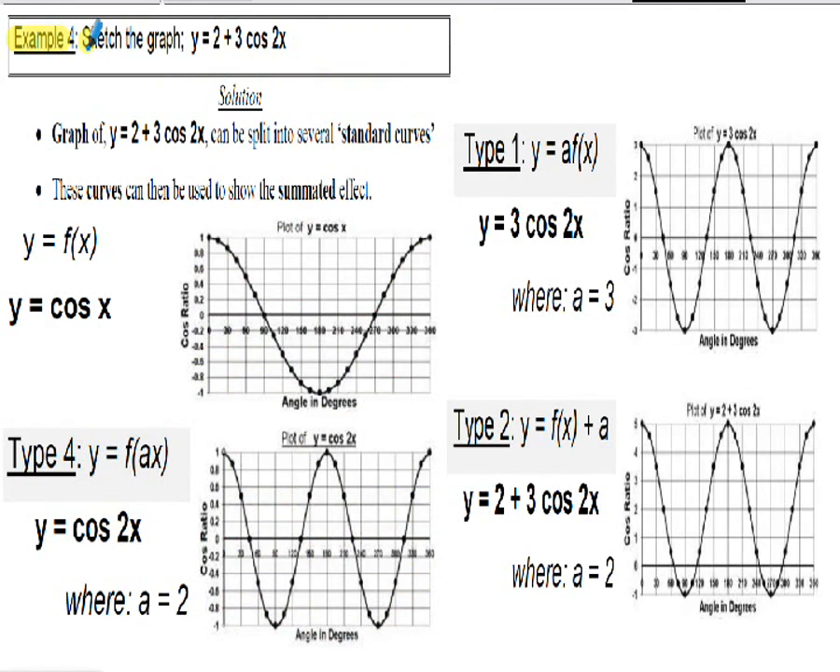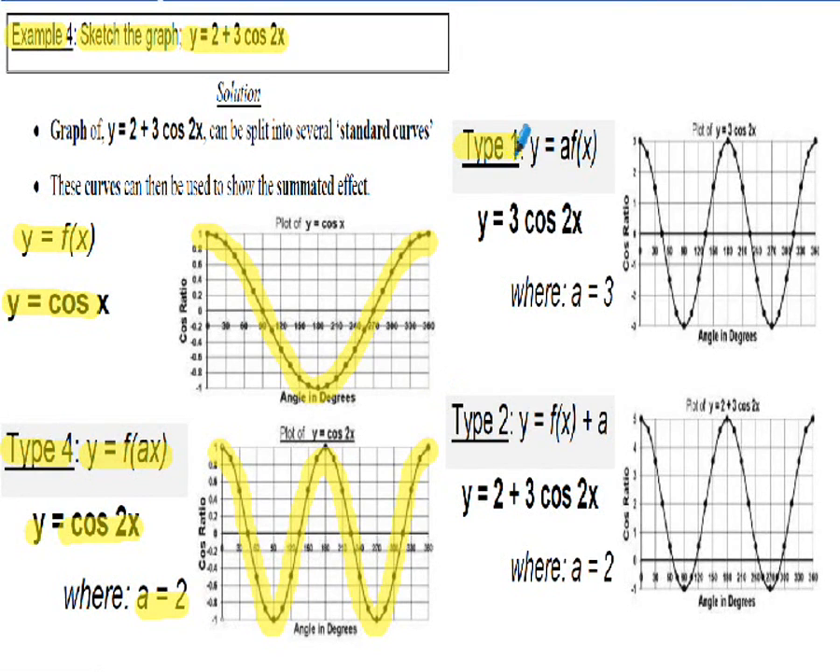Example 4 solution, we're asked to sketch the graph y is equal to 2 plus 3 cos 2x. We're given the original function of x, in this case it's y is equal to cos x, and we plotted that on our graph between 0 and 360 degrees. Type 4 transformation, here we've got y is equal to function of, in brackets, a multiplied by x. Our y now will be cos of 2x, where a is equal to 2. That has the effect of doubling the frequency, so now we get two cosine waveforms in 0 to 360 degrees, or in other words we get a full waveform in a period of 0 to 180 degrees.